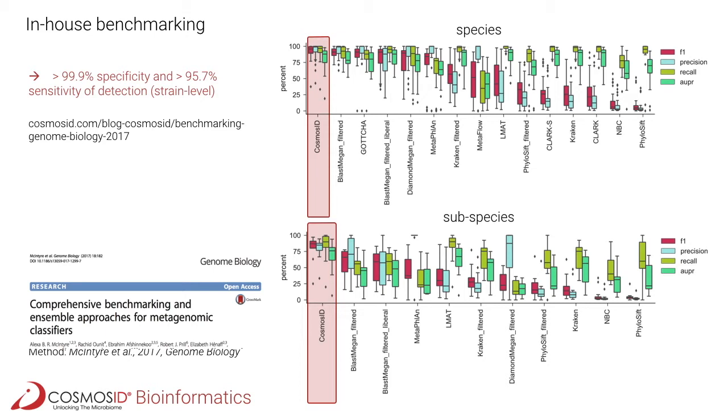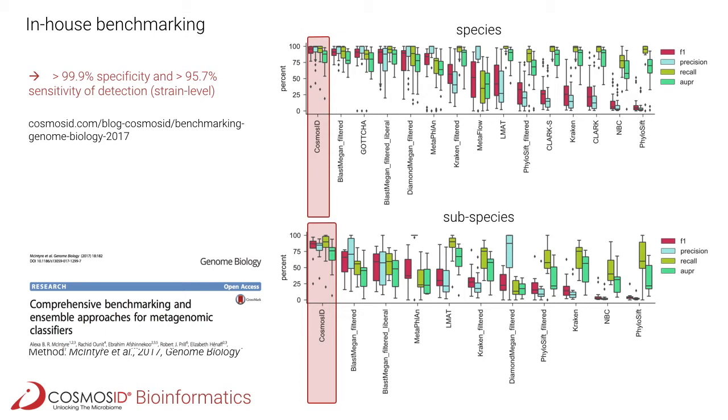And what you can see at species level is that CosmosID is performing very favorably. However, as you're moving to subspecies and strain level, this is really where the platform begins to shine and everything else starts to fall off very drastically.